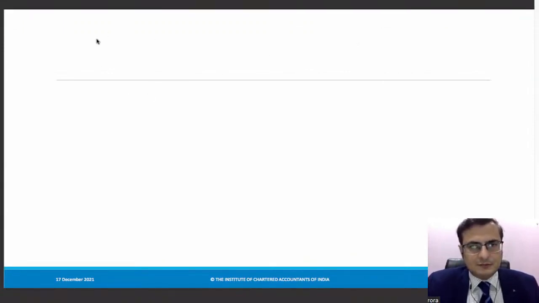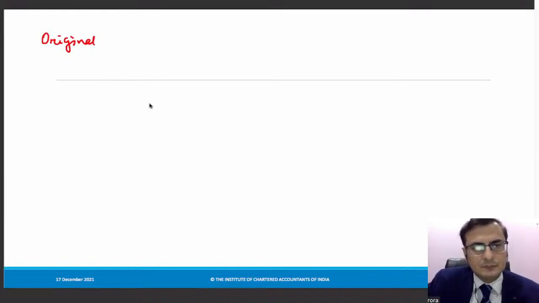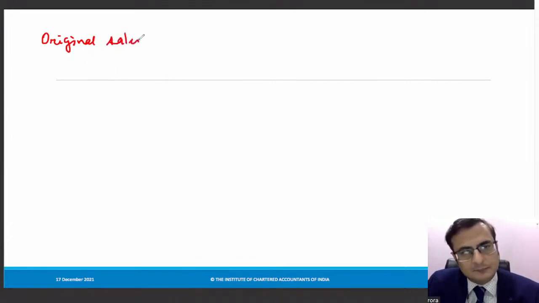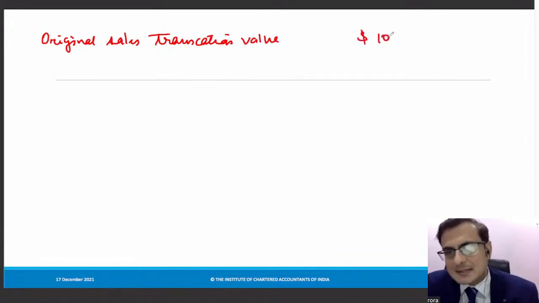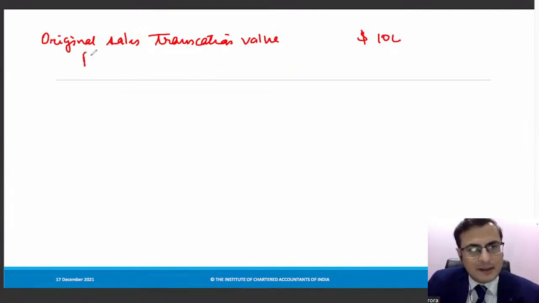The first thing that you need to do is the original sales transaction value. Clear, everyone? How much? US dollars 10 lakhs. Clear? What is the rate that you applied?